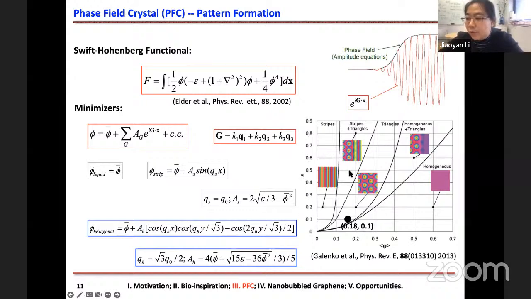This phase diagram shows the relation of these two parameters and the pattern formation, which can guide us on choosing proper parameters for the desired pattern. So for our hexagonal graphene structure, we would like to take the parameter set as highlighted here, 0.18 and 0.1 for the reduced average density and the reduced temperature.